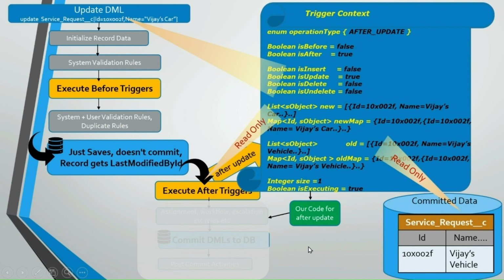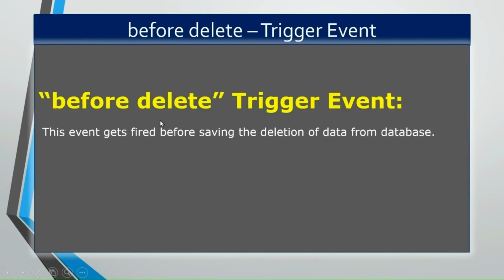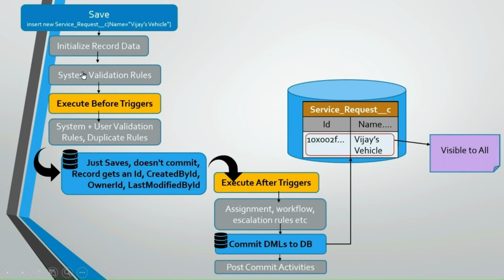Now let us see the trigger events for the delete DML operation, that is before delete and after delete. The before delete event gets fired before saving the deletion of data from the database. Assume that this order of execution is for the delete DML. Please note that the order of execution for the DMLs is common for all the types of DML operations. Now let us consider this order of execution is for the delete DML operation. Then before delete gets fired at this step, that is, before even saving into the database.